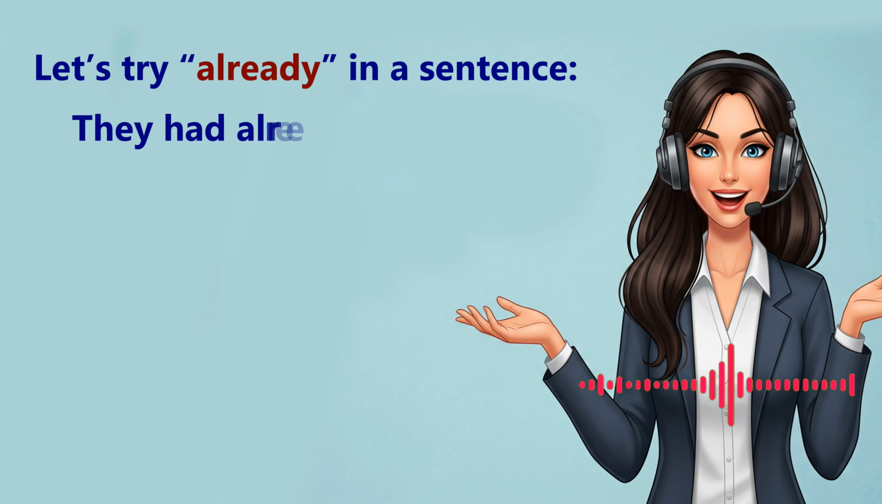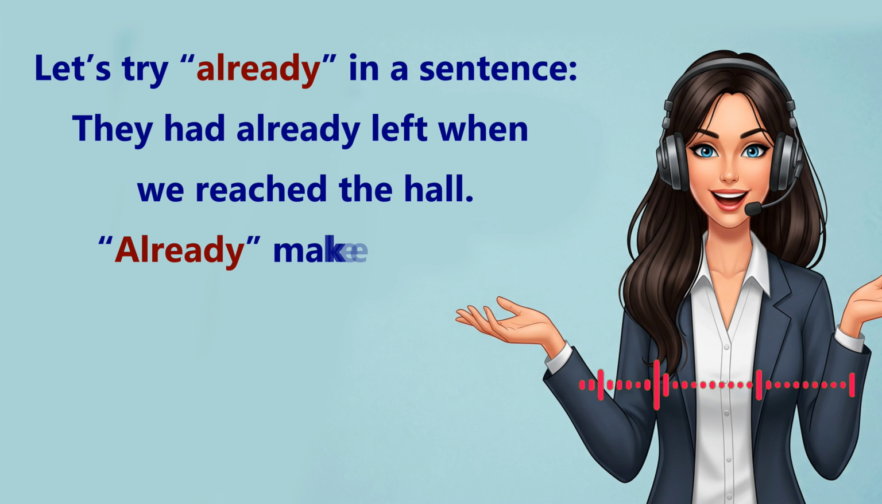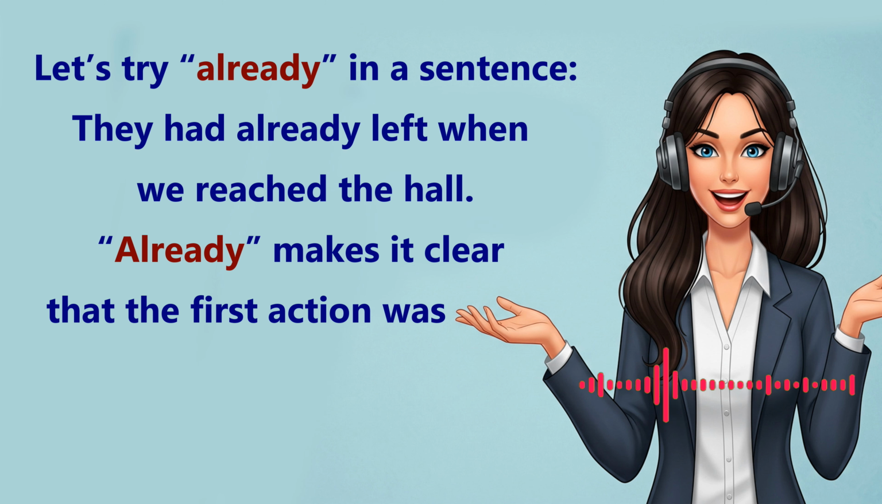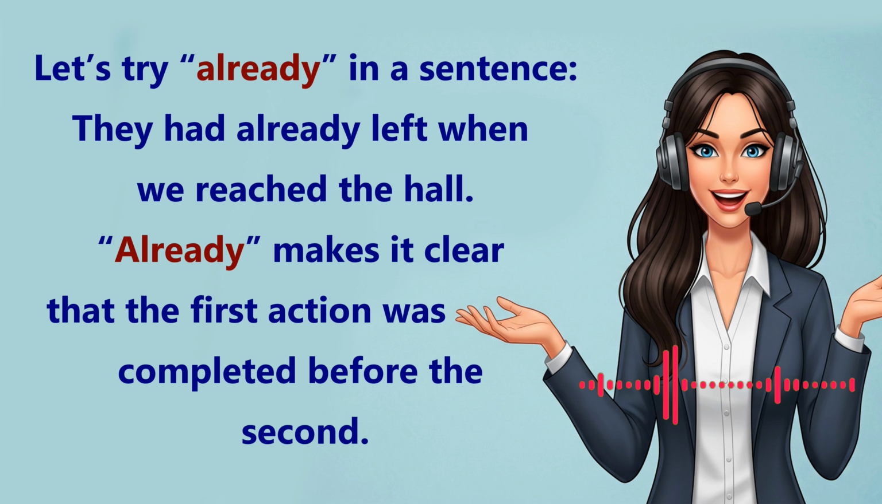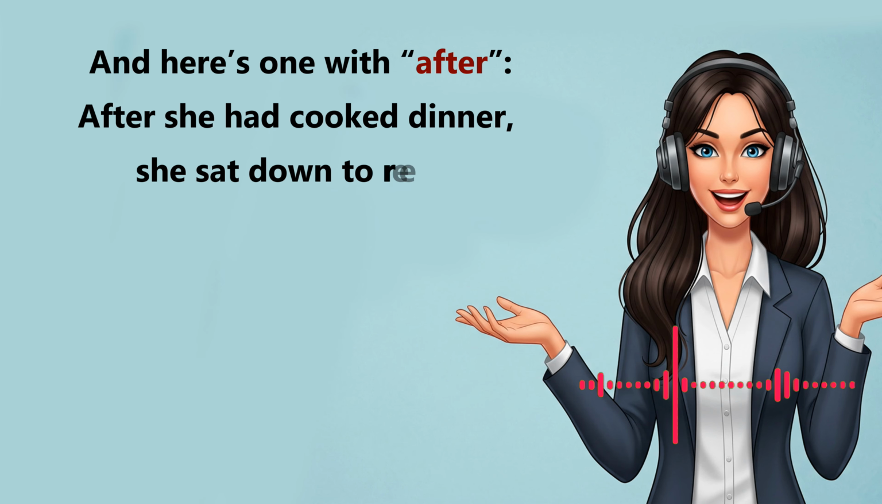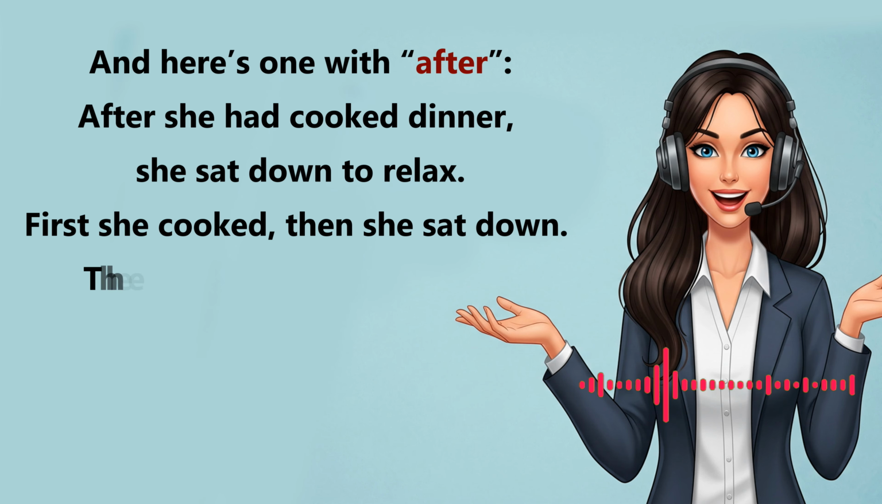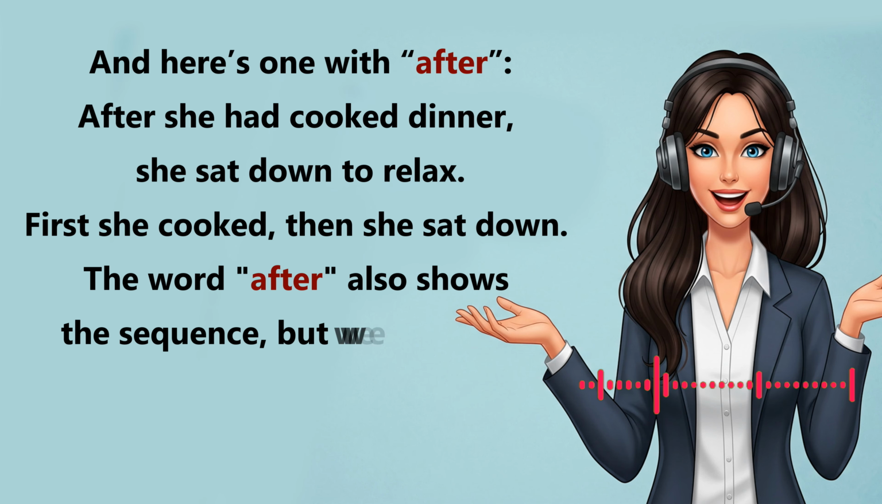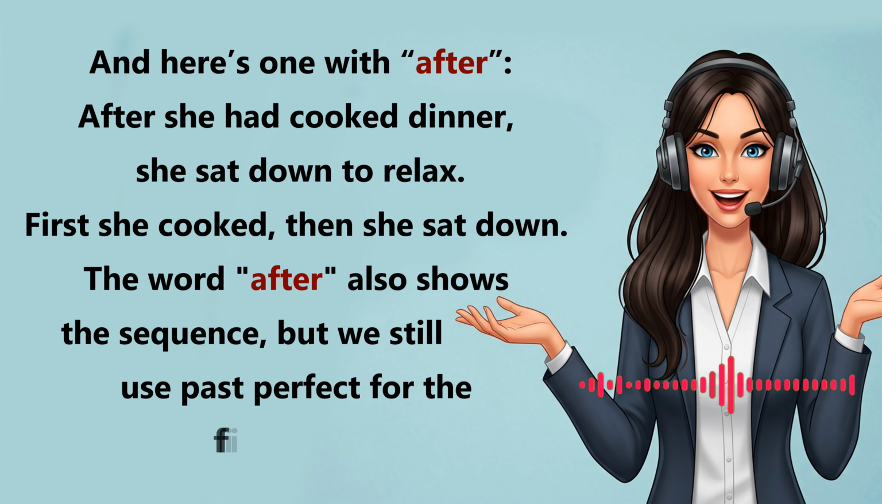Let's try already in a sentence. They had already left when we reached the hall. Already makes it clear that the first action was completed before the second. And here's one with after. After she had cooked dinner, she sat down to relax. First she cooked, then she sat down. The word after also shows the sequence, but we still use past perfect for the first action.